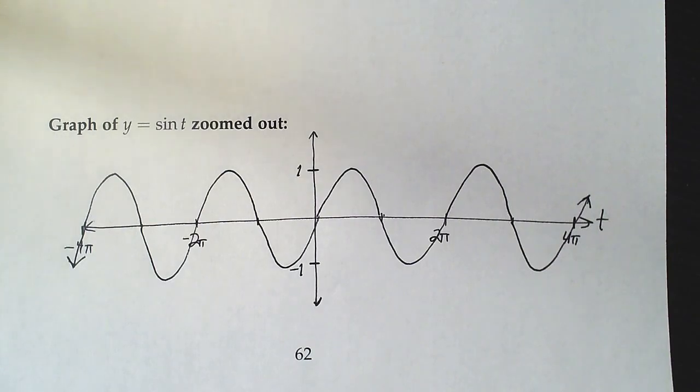So the next page is going to do kind of the same thing we just did, but it's going to do it for cosine instead of sine. I think on that one I'm going to go a little faster since we've already done this one, and it's very similar.